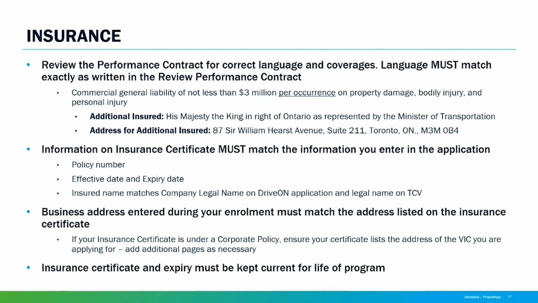Also, your insurance certificate needs to be valid for the life of the program. You must update your certificate and the expiry date in the Drive-On portal to keep it current and not let it expire. Owners and delegates will receive reminder emails when the expiry date is coming up. Your VIC will be locked out from inspections if your insurance certificate expires.